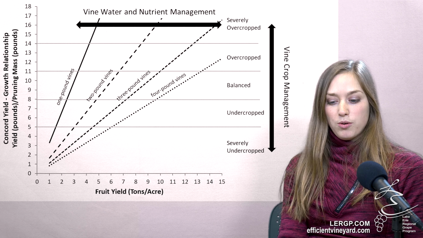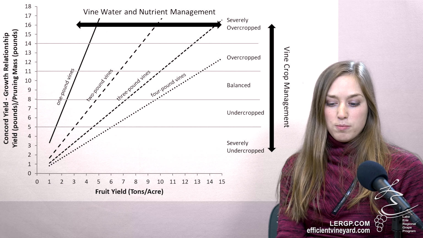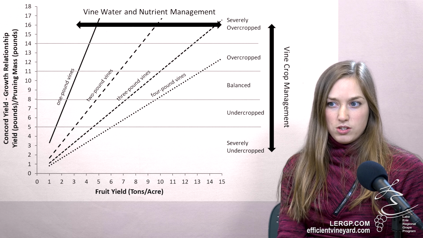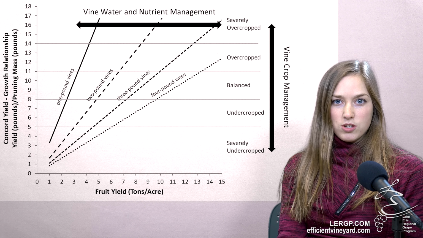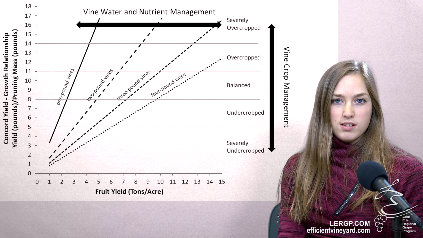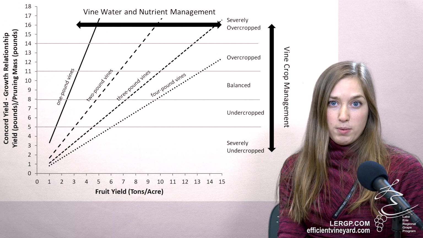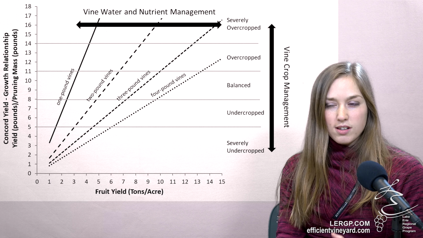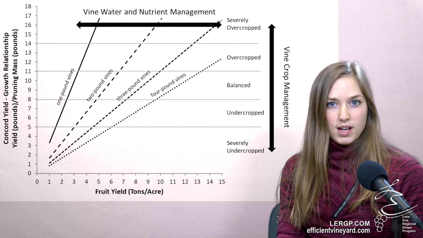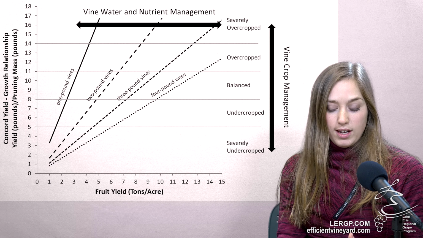So crop load is a measurement that indicates vine balance. So how well matched is the size of a vine or its exposed leaf area to the fruit that it's carrying and attempting to ripen? And this is sort of the crux of all the research that we're focused on here at the lab recently.